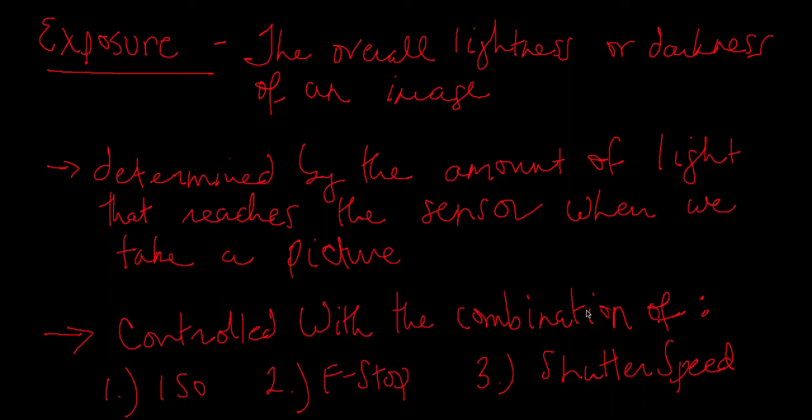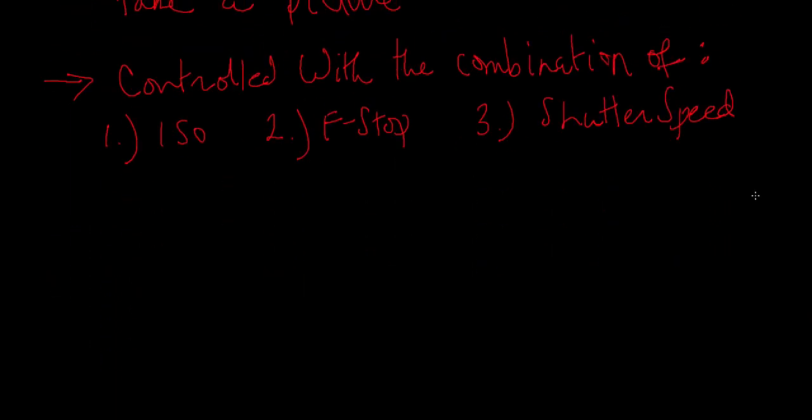In our last video, we spoke about exposure. Exposure is the overall lightness or darkness of an image. The exposure of a photograph is determined specifically by the amount of light that reaches the camera sensor when we take a picture. There are three camera controls we can use to hold back or let in more light. These camera controls are the ISO setting, the f-stop or aperture, and the shutter speed of the camera.